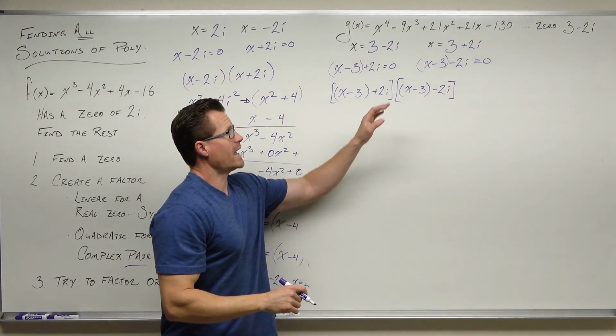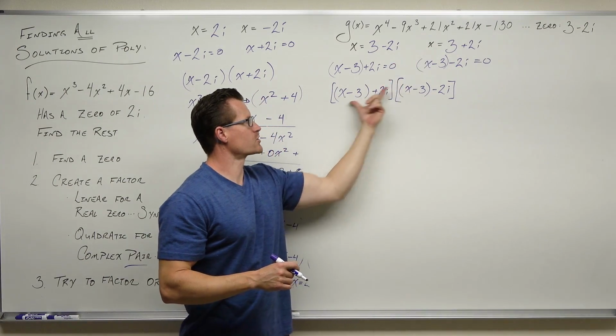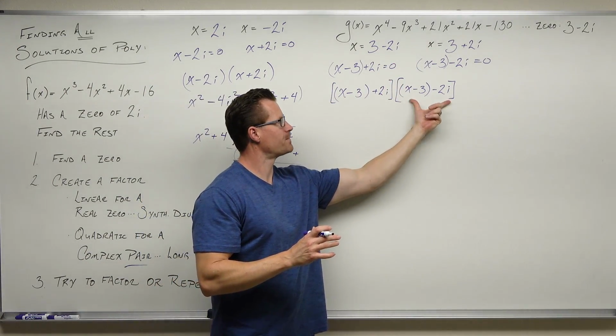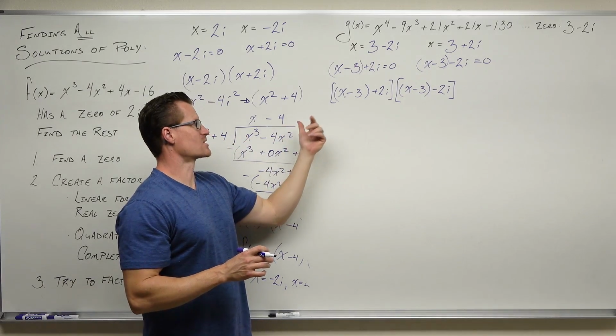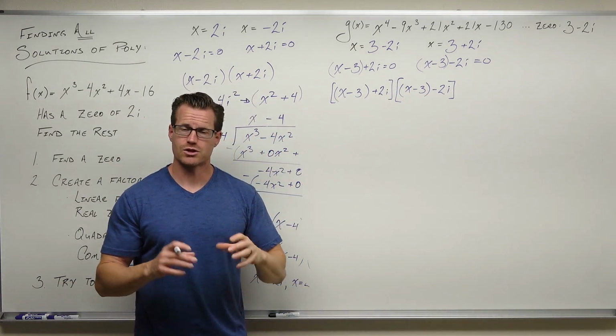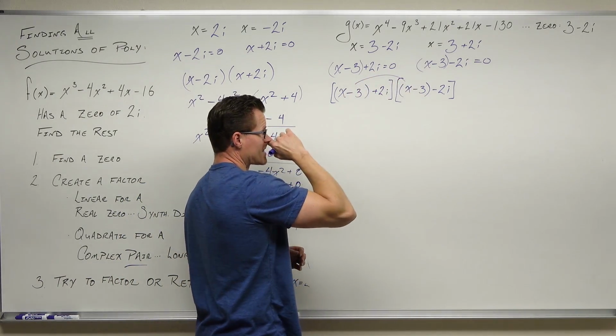Okay, so we had a complex 0, we got another one for free. We created complex factors, we grouped the first 2 terms, and now we have this sort of conjugate look to our factors. When we distribute this, we're going to distribute x minus 3 times x minus 3.